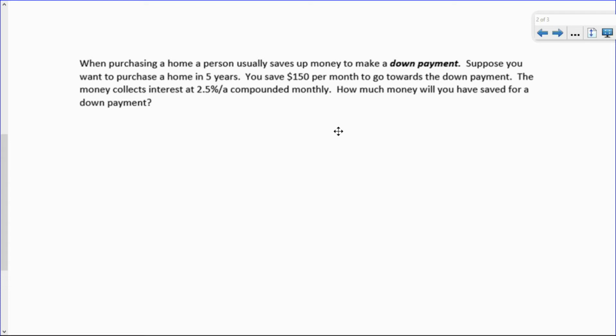You save $150 per month to go towards the down payment. The money collects interest at 2.5% compounded monthly. How much money will you have saved for a down payment? Be careful with this one. This is the future value formula, because now you are actually back to talking about savings.